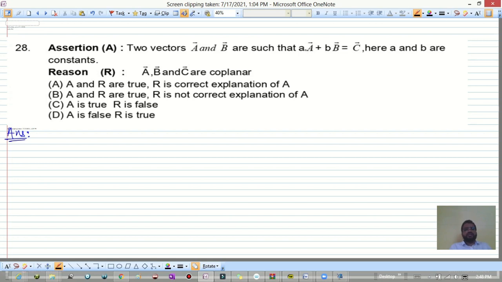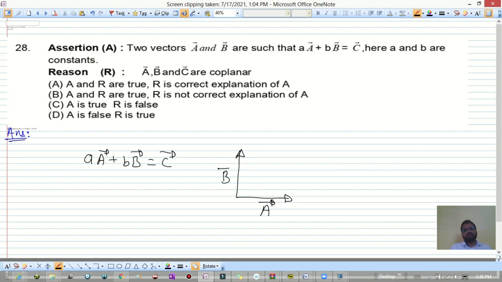So see, if we have a bar plus b bar is equal to c bar, if this is the case, we can write, see, this is a bar, this is b bar. Now in a plane, this is x, this is y. Now the resultant of these two will be in the same plane, right? Will be in the same plane always, right?